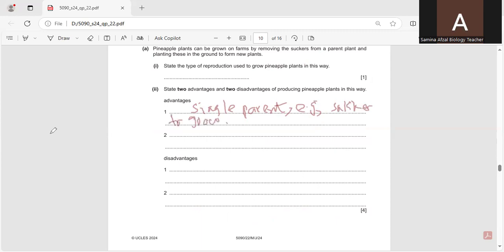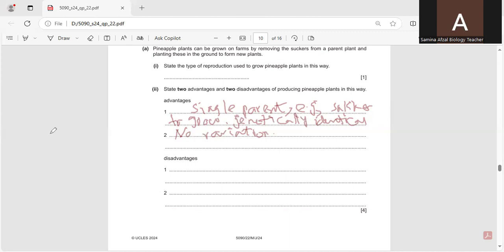And secondly, all plants will be genetically identical. So the disadvantage is that there will be no variation. So they can be affected by different types of diseases.